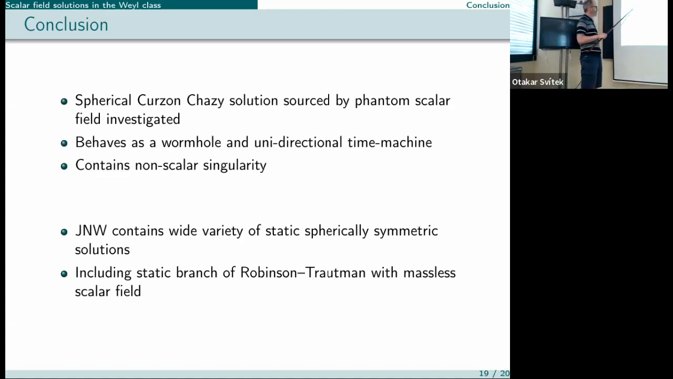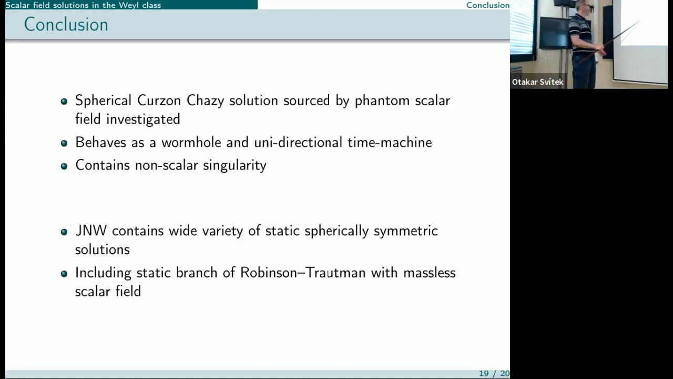And we showed that it behaves like a wormhole, but also like a unidirectional time machine, in a sense, allowing you to travel to infinite future in finite time. And it contains a weird non-scalar singularity. Basically, this weird non-scalar singularity is the source of this time machine-like behavior. And this solution can be obtained as a limit of the Janis-Newman-Winicour solution.